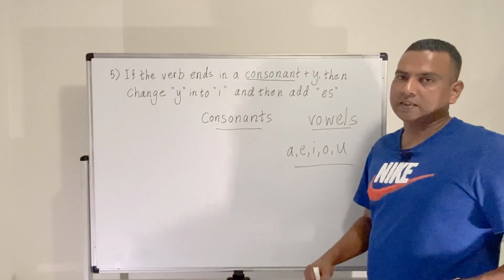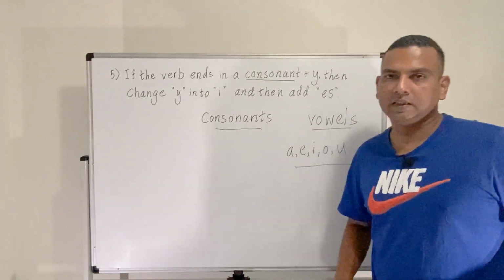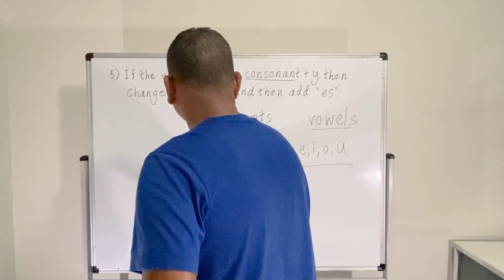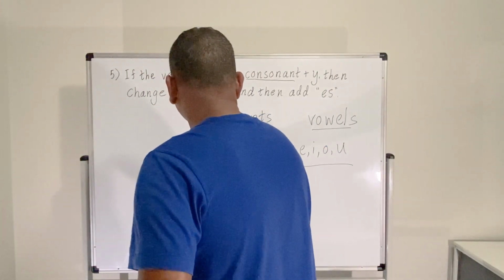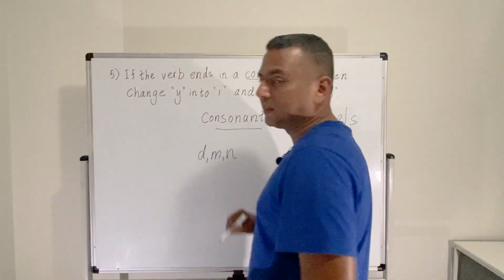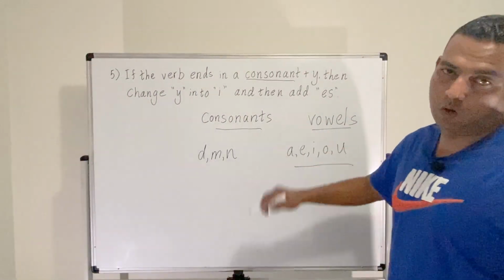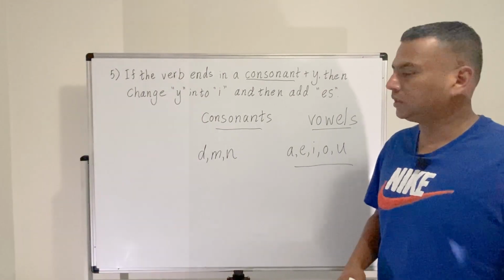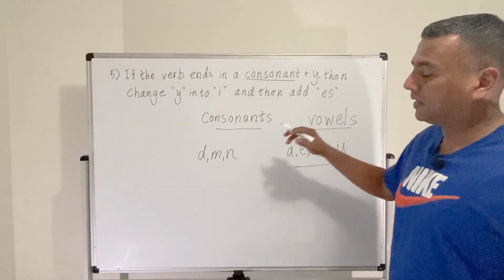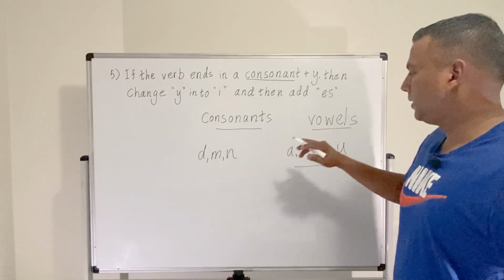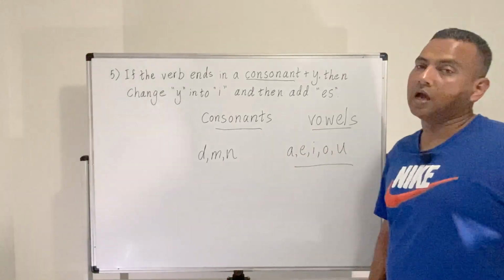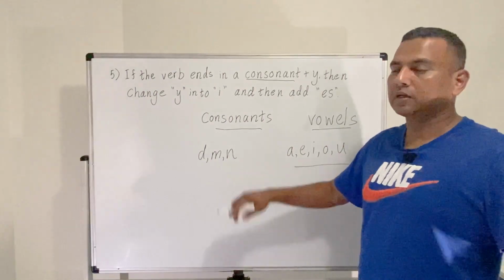Now, apart from these letters, there are so many other letters in the English alphabet. For example, if you say D, M, N, so all these letters, like the list goes on, those letters have their own sounds. So whatever letters we have in the English alphabet, apart from A, E, I, O, U, come under the consonants.